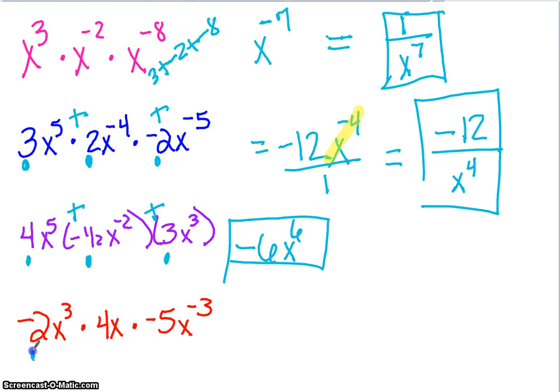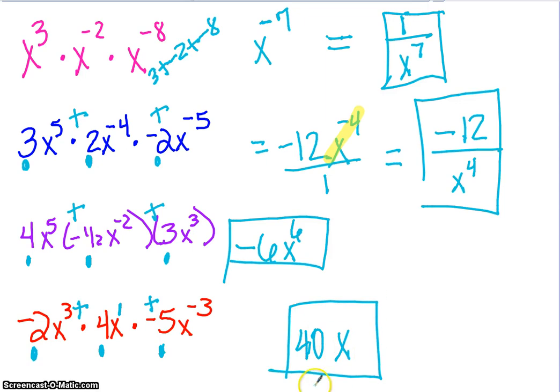Last one on this page, you're going to multiply negative 2 times 4 times negative 5. It's going to become a positive 40. Your base is x. You're going to add your exponents. Okay, now here's another thing that's a little different. This x doesn't have an exponent. If there's not an exponent with it, it's like it's a 1. It's x to the first. So 3 plus 1 plus negative 3 is 1, and so it's just 40x. You do not have to put the 1.